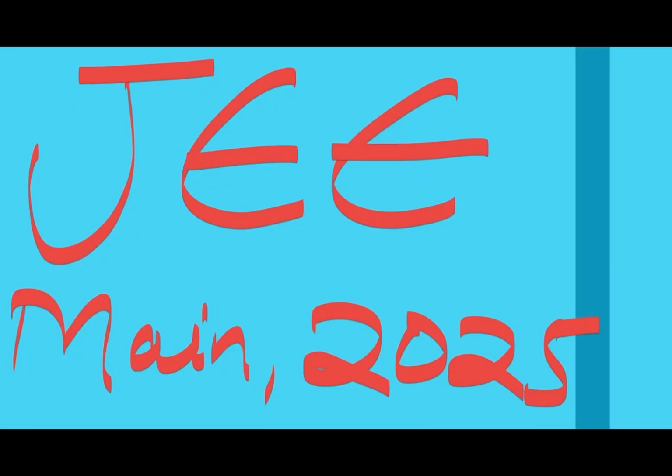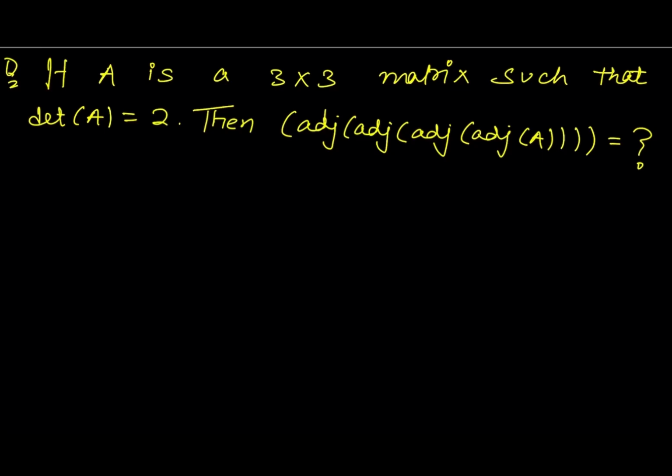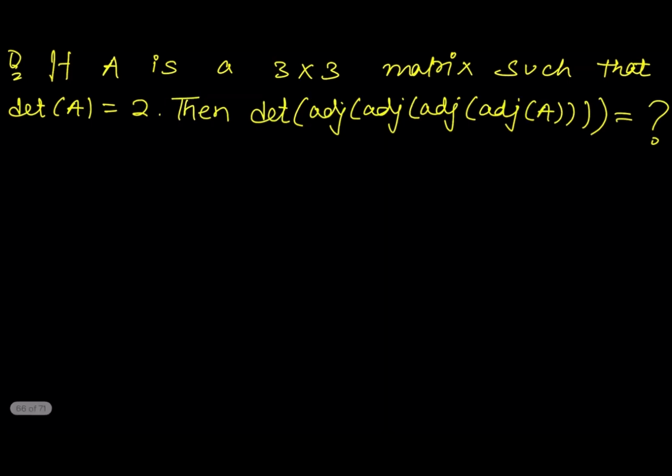Students, in this video, we are going to discuss 3 questions of JEE Main held on 24 Jan. So let's start. In the first question, I am taking from determinants. And the question is, if A is a 3 cross 3 matrix such that determinant of A is equal to 2, then determinant of adjoint of adjoint of adjoint of adjoint of A is equal to question mark.